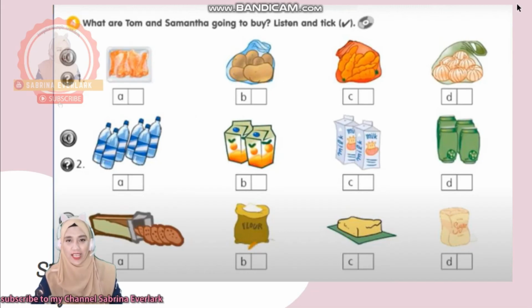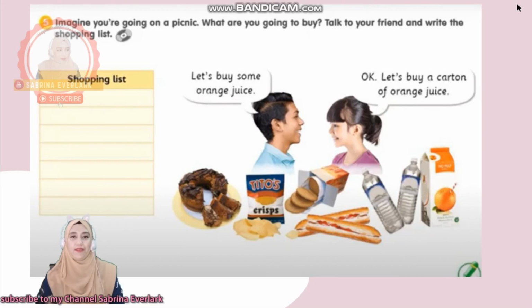Now let's check the answers. Okay, this is the answer for activity 4. Number 1, the answer is B. Number 2, the answer is A. And number 3, the answer is B. Did you get all correct? Good job. Now let's look at activity 5.